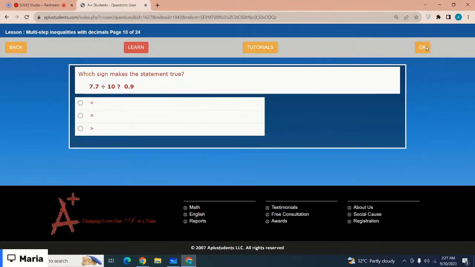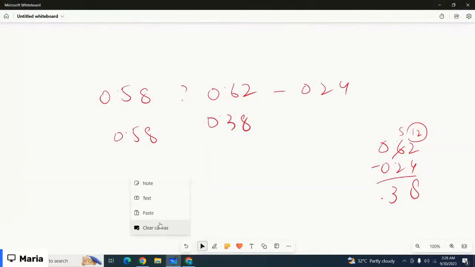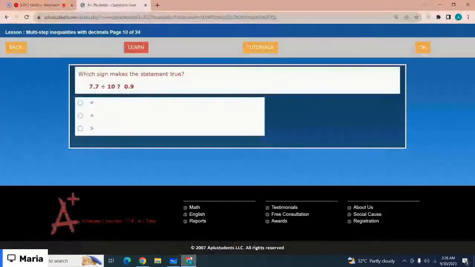Very good. Okay, the next one is 7.7 divided by 10 and you have to compare it to 0.9. So 7.7 divided by 10 means you have to move the decimal point one place left, right? Let me just write it down. 7.7 divided by 10 and you have to compare it to 0.9, right?